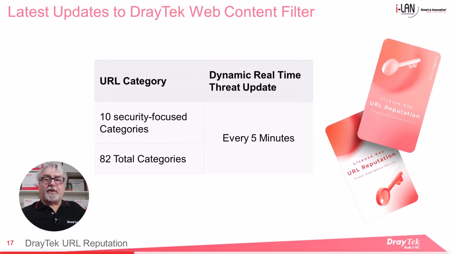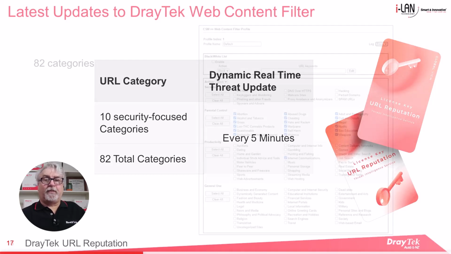URL Reputation offers the latest protection against online threats using cloud-based technology which updates its database every 5 minutes. This gives you real-time protection, keeping your network safe. This service adds an extra layer of security protection to LAN clients for their online activities. There are 82 categories in total, 10 of which are security focused, providing comprehensive and up-to-date protection to your network.